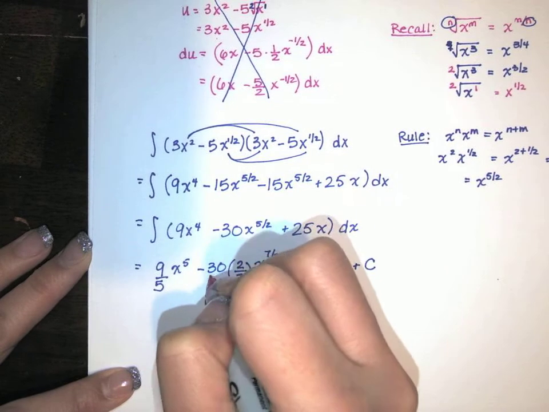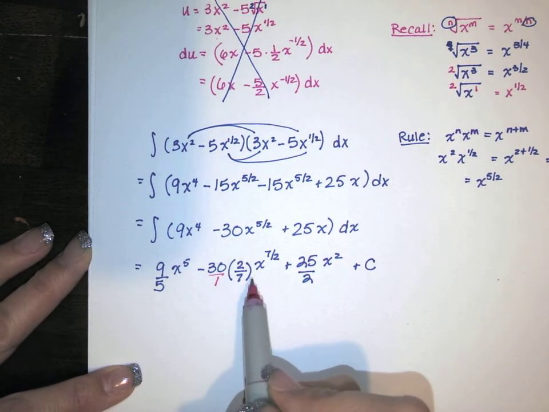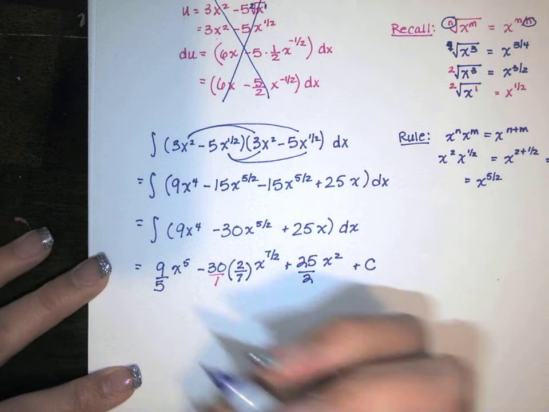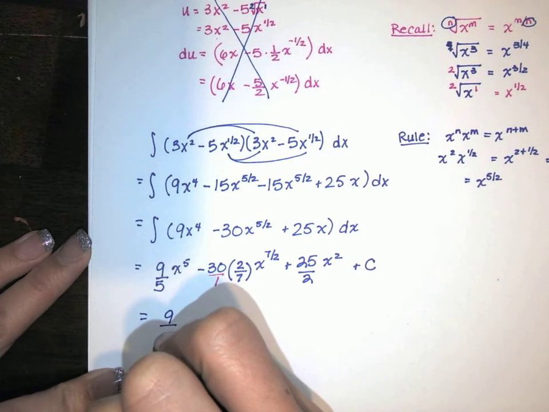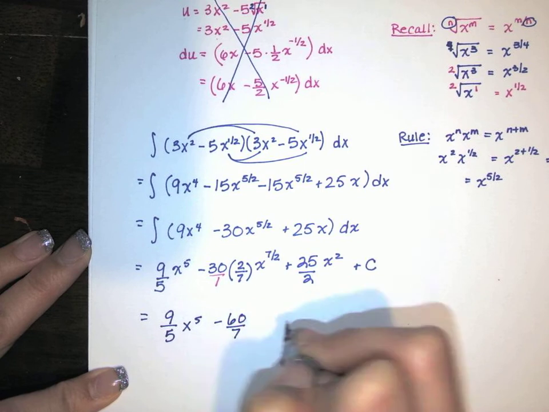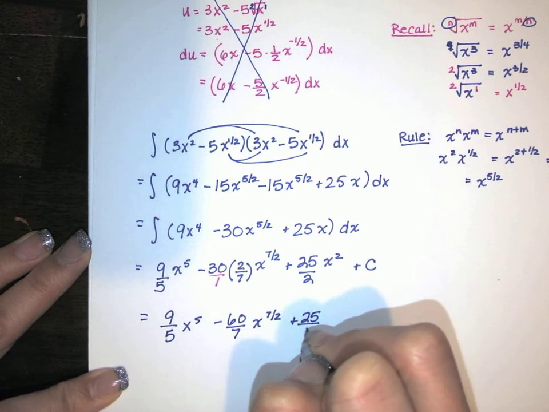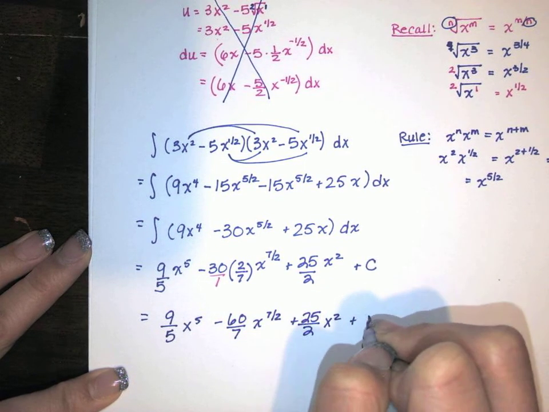To clean that up, you might write that as a 30 over 1, and then just remember when you multiply fractions, you multiply straight across. So I've got 9 over 5 times x to the 5th minus this constant times x to the 7 over 2 plus this constant times x squared plus c.